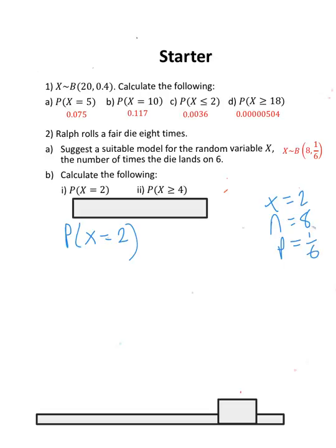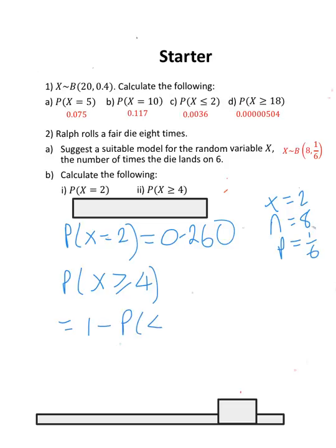And when we put that into a calculator, we'll get a probability of 0.260. And for the second part, the probability that x is greater or equal to 4, we've got to change that. And we're going to have 1 minus the probability that x is less than or equal to 3.